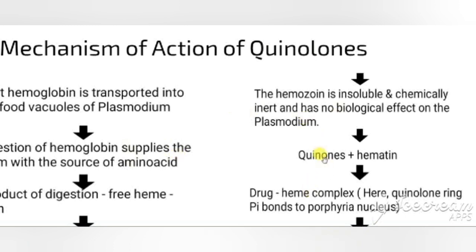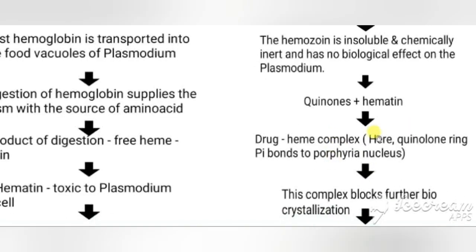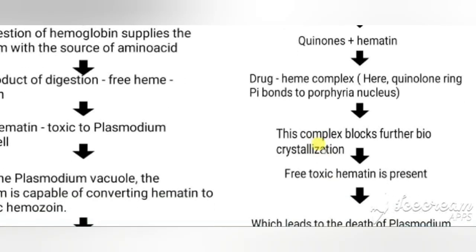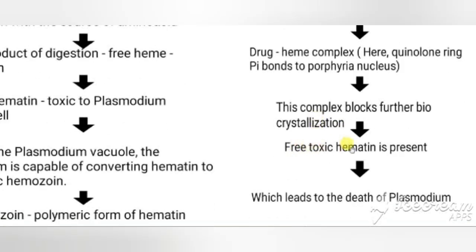Now if the 4 aminoquinolines are given, that one is binding with hematin to form a drug heme complex. Here how it is binding? Here the quinoline ring pi bonds with the porphyrin nucleus, and this complex blocks the further biocrystallization. So there may be only free hematin, that is toxic to the parasite and causes death of the plasmodium. So that is the mechanism of action of 4 aminoquinolines.